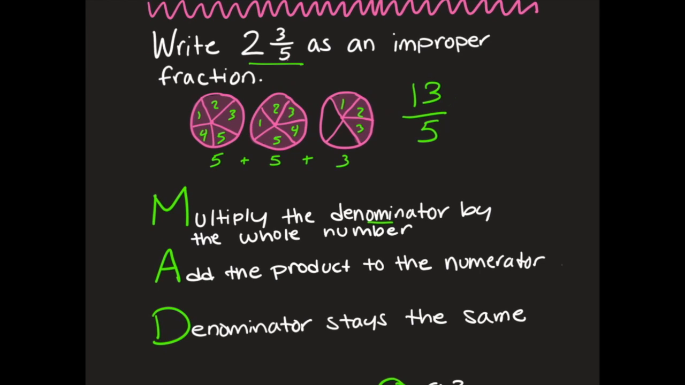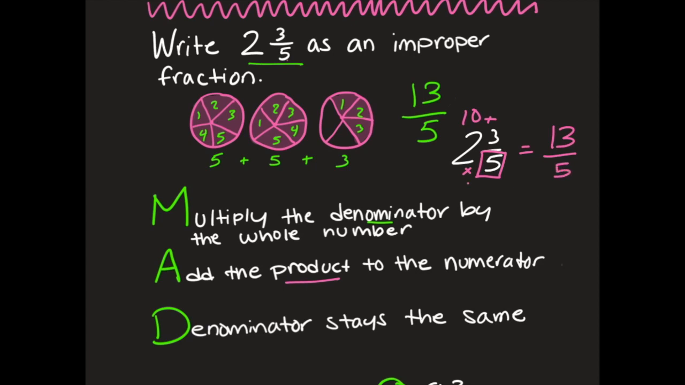So if I were to use this method in this problem up here, I'm going to rewrite 2 and 3/5. I'm going to multiply the denominator, that's my 5, by the whole number, that's my 2. So 5 times 2 is 10. Now add the product, which is 10, the answer to my multiplication problem, to the numerator. So I'm going to add 10 to the 3, which is 13. My denominator, which is the 5, stays the same.